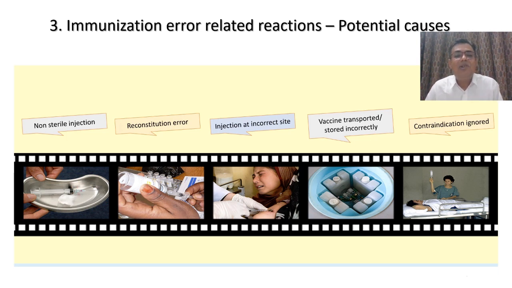Now let us discuss the immunization error related reactions. What are the potential causes of immunization error? They are non-sterile injections, reconstitution error, injection at incorrect site, vaccine transported or stored incorrectly, as well as contraindication ignored.